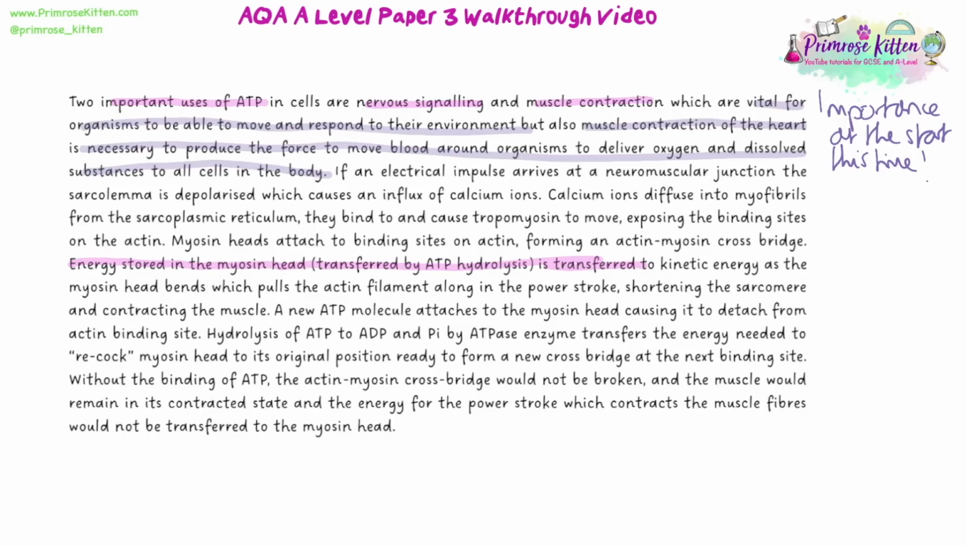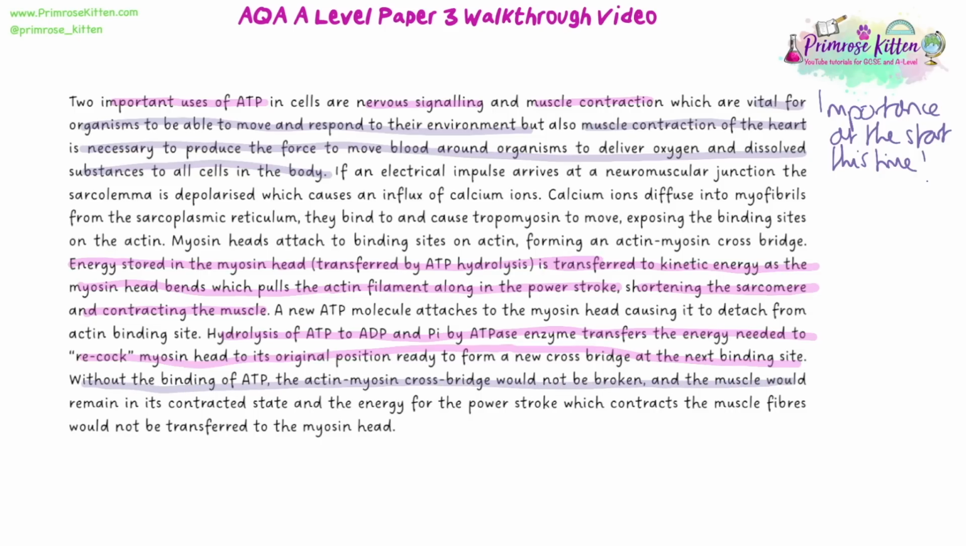If an electrical impulse arrives at a neuromuscular junction, the sarcolemma is depolarized, which causes an influx of calcium ions. Calcium ions diffuse into myofibrils from the sarcoplasmic reticulum. They bind to and cause tropomyosin to move, exposing the binding sites on the actin. Myosin heads attach to binding sites on actin, forming an actin-myosin crossbridge. Energy stored in the myosin head transferred by ATP hydrolysis is transferred to kinetic energy as the myosin head bends, which pulls the actin filament along in the power stroke, shortening the sarcomere and contracting the muscle.